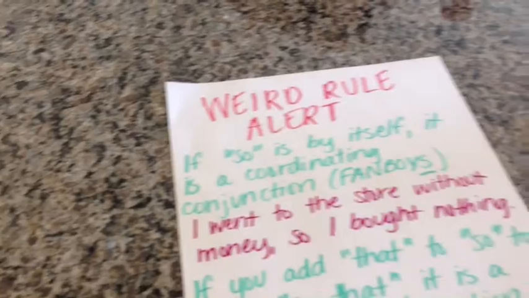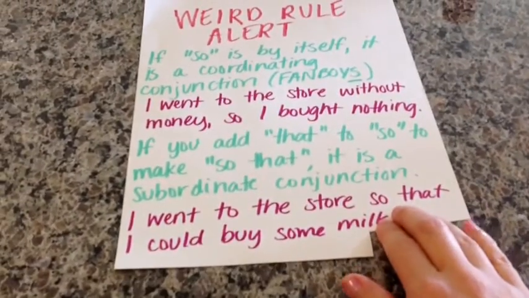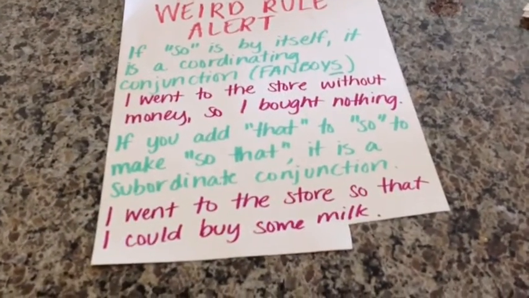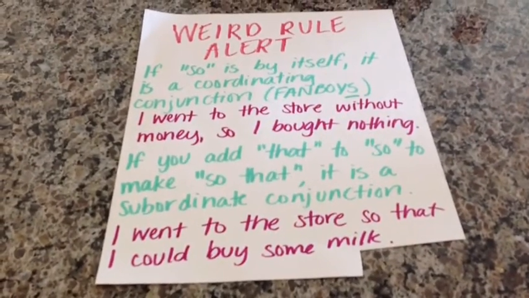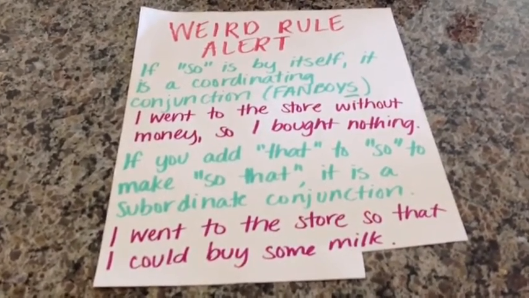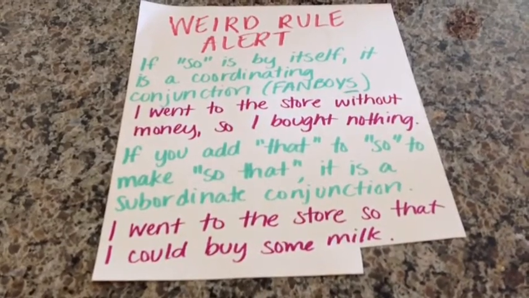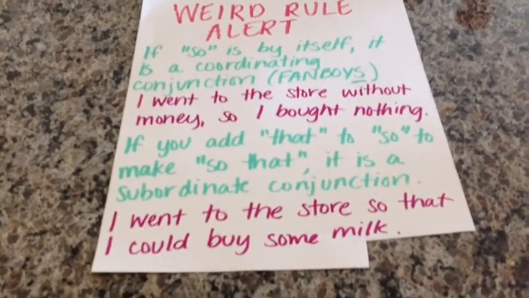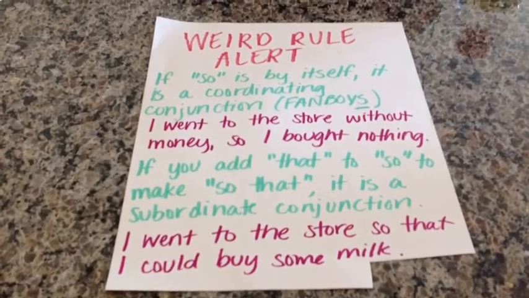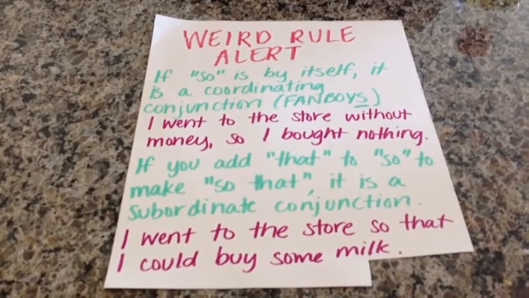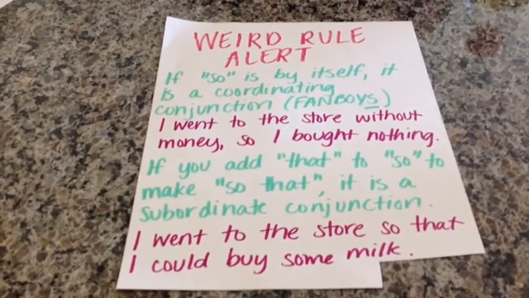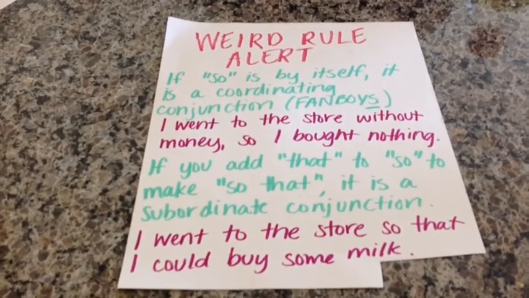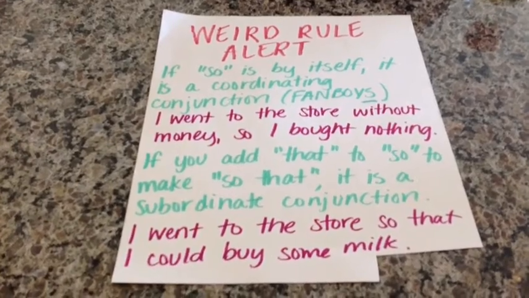Hold on. Let me show you this weird rule alert. We know that grammar has so many weird rules. Here's one of them. At the top it says, if "so" is by itself, it is a coordinating conjunction, so a fanboy. I went to the store without money, so I bought nothing. We are combining the sentence "I went to the store without money" using "so" with "I bought nothing." Those are two complete thoughts.